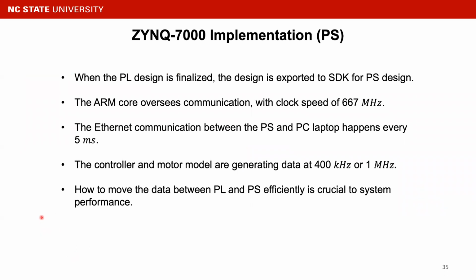So now let's look at the PL side implementation. When the PL design is finalized, the design is exported to the SDK for PS design. The ARM core oversees communication with a clock speed of 667 megahertz. The Ethernet communication between the PS and the PC laptop happens every 5 milliseconds, and the controller and motor model are generating data at 400 kilohertz or 1 megahertz. So how to move the data between PL and PS efficiently is crucial to our system performance.